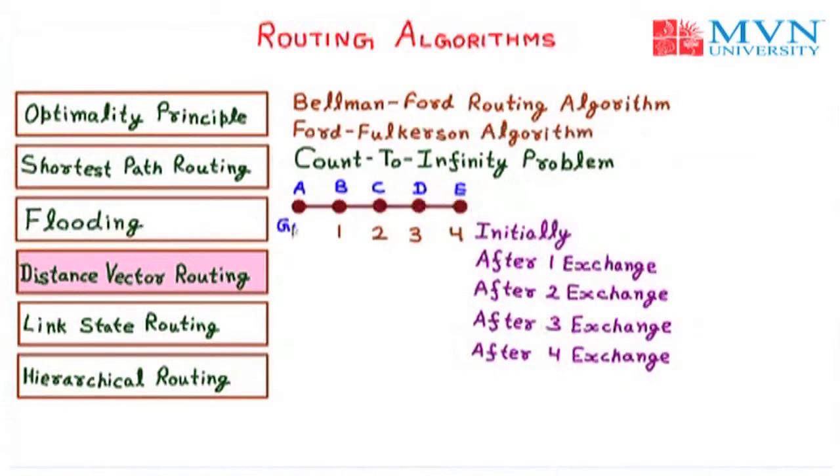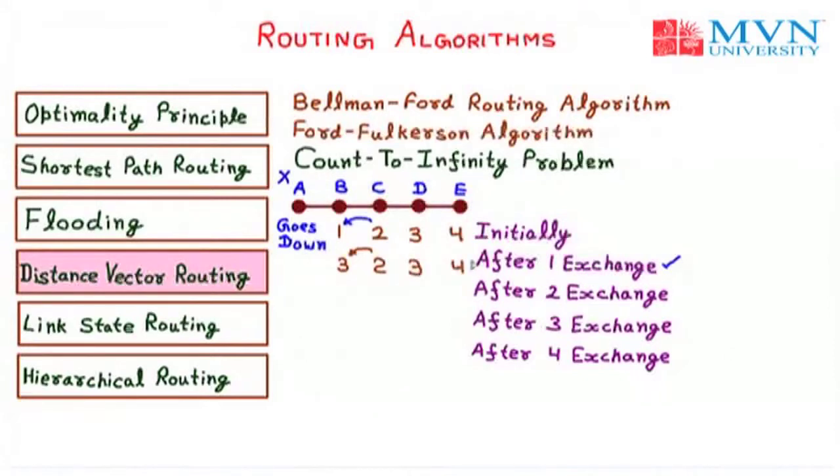Let us suppose A goes down. Now at the first packet exchange, B does not hear anything from A because A has gone down. Fortunately, C says, don't worry, I have a path to A of length 2. C will provide this information to B. B thinks it can reach A via C with a path length of 3. D and E do not update their entries for A on the first exchange. That will be 3 and 4 as it is.